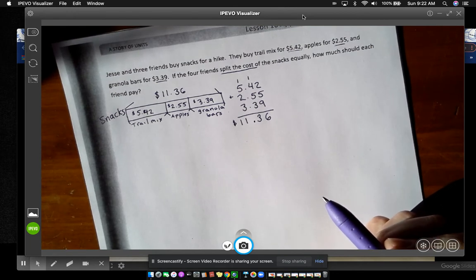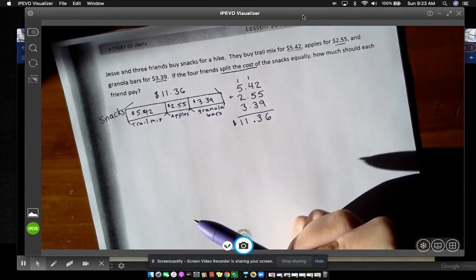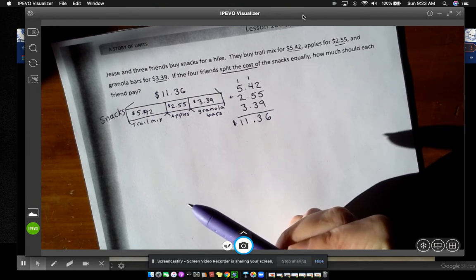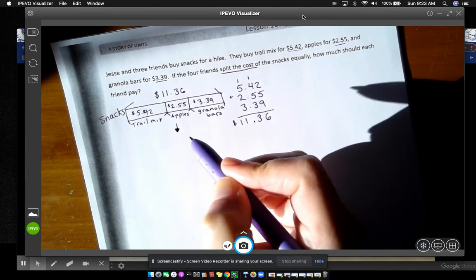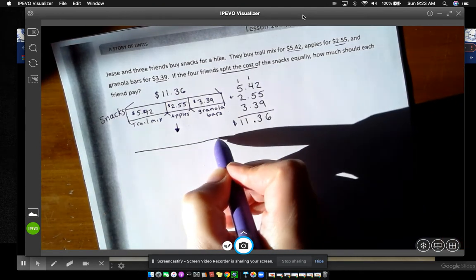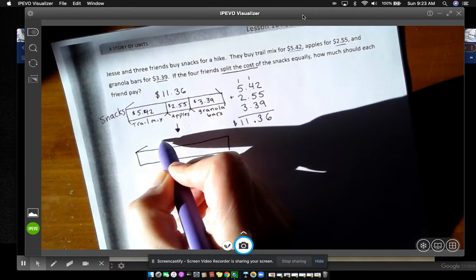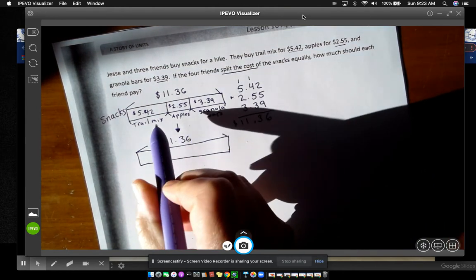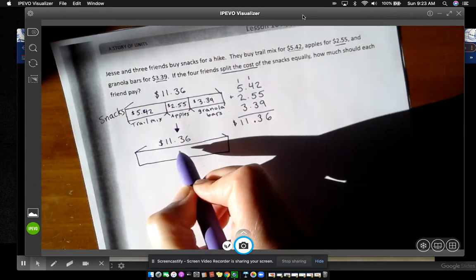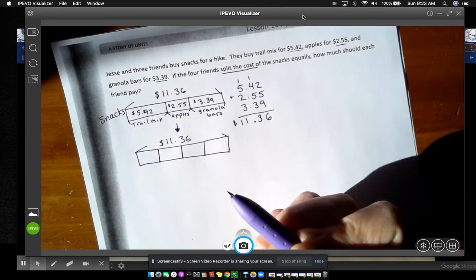All right, so that's one part of the problem. I needed to find out the total cost because the four friends are going to split the cost equally. So now I can make a new tape diagram. I can take my total and relabel it $11.36. But this time, instead of 3 uneven parts, I'm going to break it into 4 equal parts because the four friends are going to share the cost.